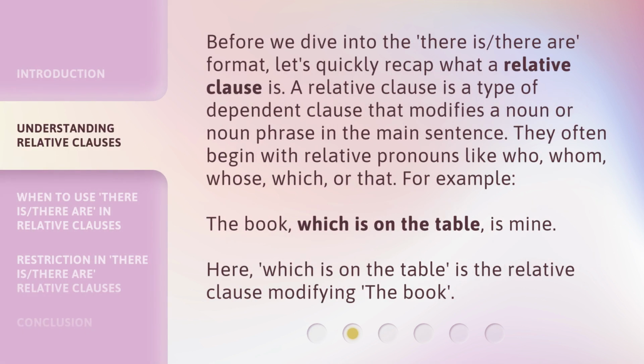Before we dive into the there is, there are format, let's quickly recap what a relative clause is. A relative clause is a type of dependent clause that modifies a noun or noun phrase in the main sentence. They often begin with relative pronouns like who, whom, whose, which, or that. For example, the book, which is on the table, is mine. Here, which is on the table is the relative clause modifying the book.